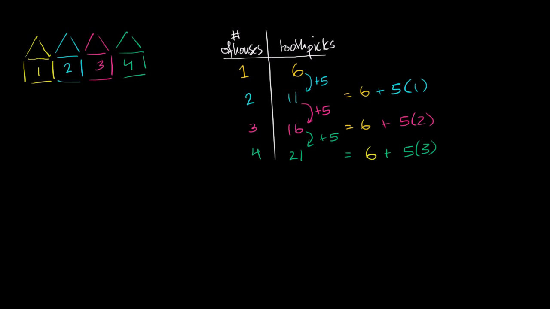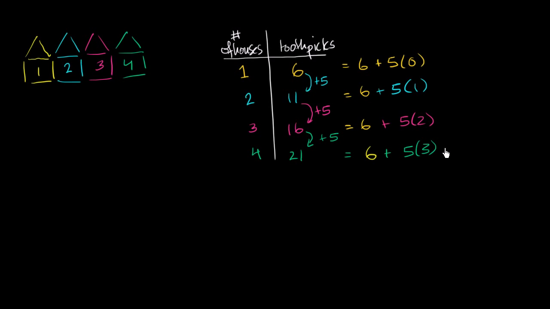times 1. And then when you had one house, it'll fit the same pattern, you started with 6, and how many times did you add 5? Well, you didn't add 5. You could say that you added 5 0 times. So you might see a little pattern here. However many houses you needed, you take one less than that, multiply it by 5, add that to 6, and you get the number of toothpicks.